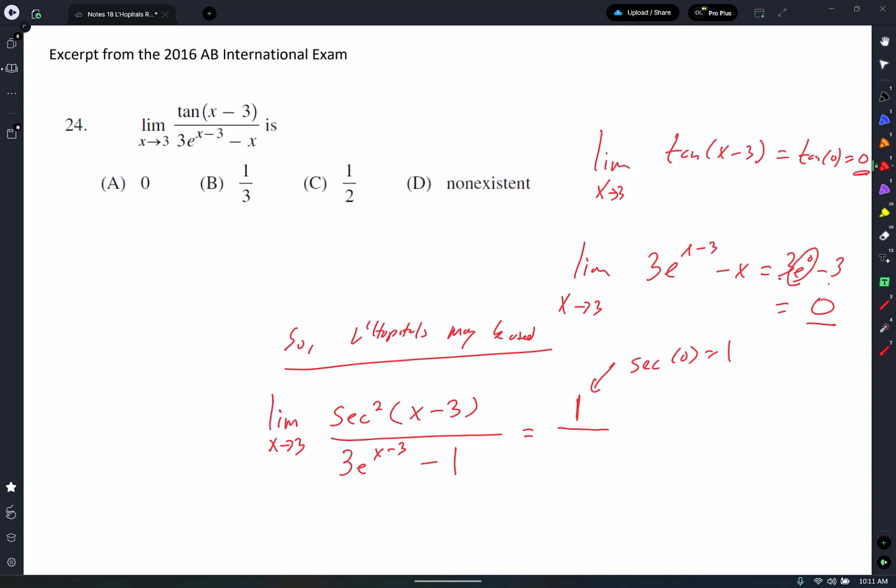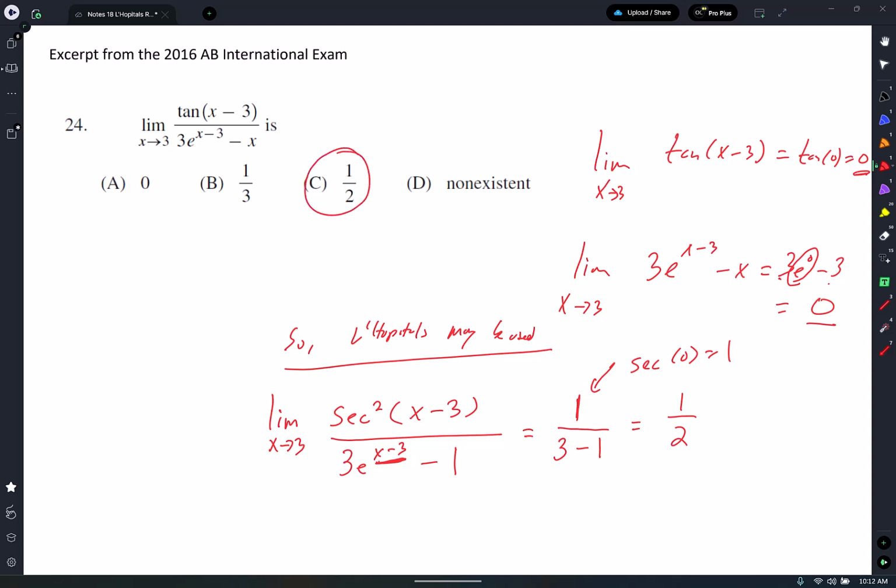We're okay? Over, I'm going to plug in a 3. 3 minus 3 is 0. That's the exponent. E to the 0 is 1. And 1 times 3 is 3. So I got 3 minus 1. So 1/2.